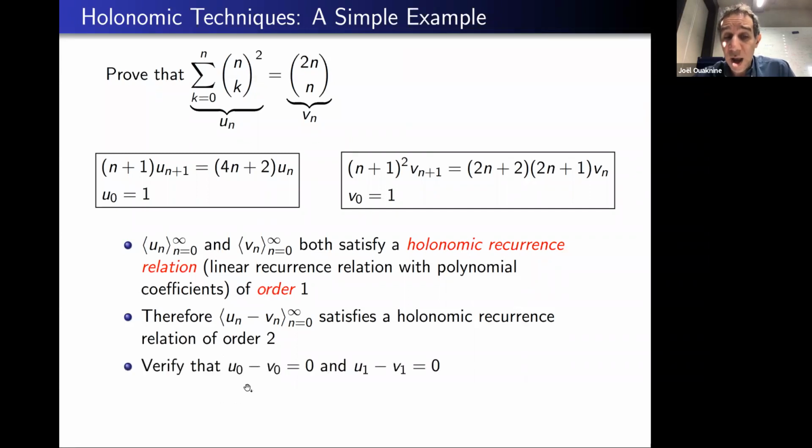And therefore, I don't even need to compute what this thing is, although I could. I only need to verify that u_0 minus v_0 is 0, and u_1 minus v_1 is 0. And after that, because u_n minus v_n satisfies a recurrence of order 2, I know by induction, because the first two terms are 0, that every term will be 0. And I have therefore proven my identity.